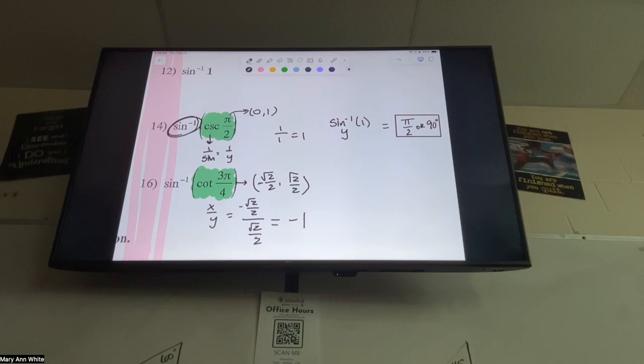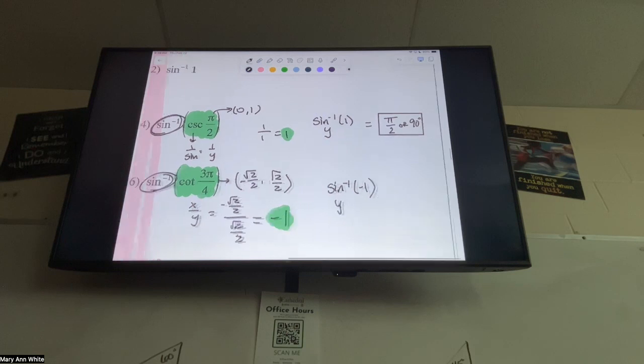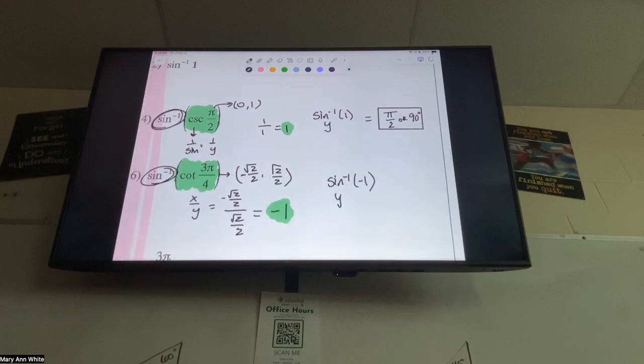So my inside is that negative 1. Am I done? No, what do I need to do? Good, we're going to do inverse sine of that. So I'm going to ask myself, what angle has a sine, or a Y, of negative 1? That has an X of negative 1. 270 or 3 pi over 2. See how those are different angles this time.